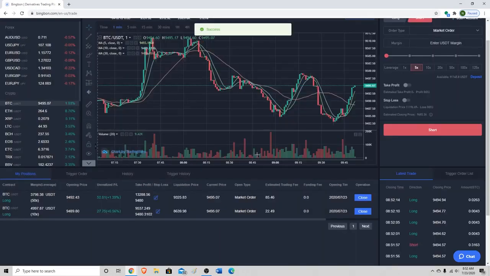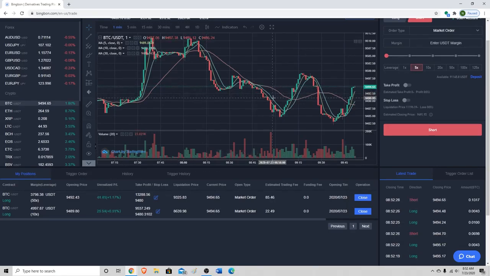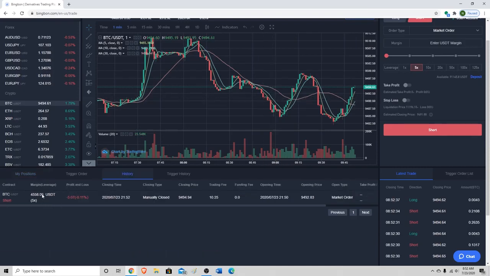And for those of you who don't know what funding is, funding just basically pays you a certain percentage, or makes you pay a certain percentage every 8 hours. So if you're in a position holding for a long time and price is going sideways, you're paying to hold that position basically.